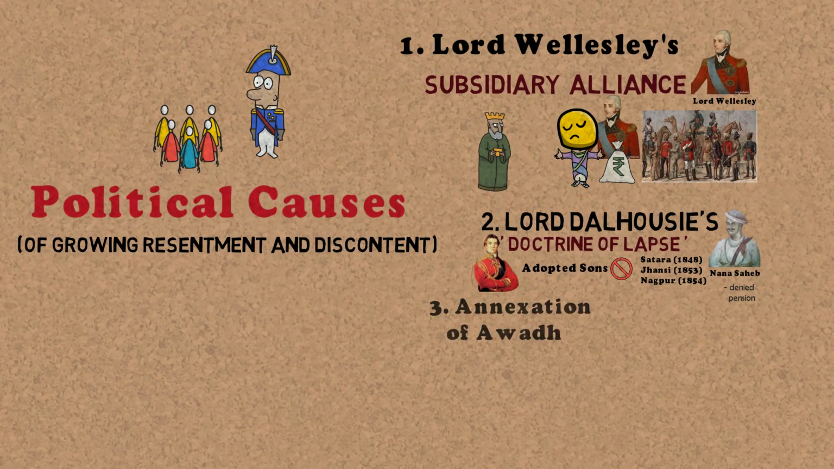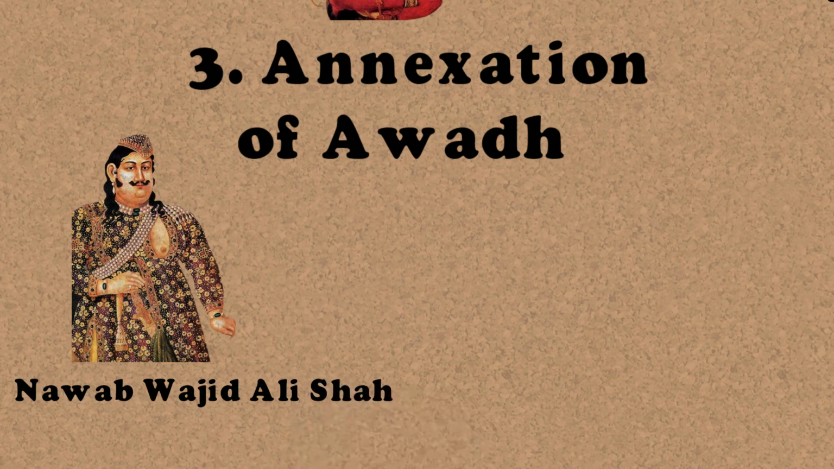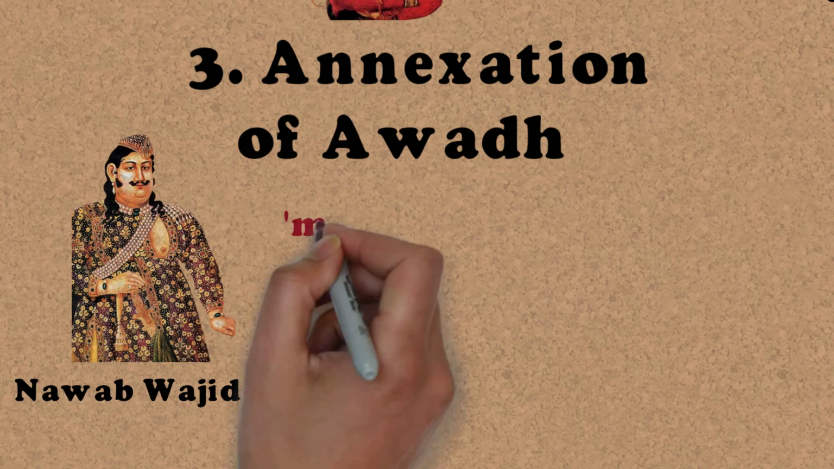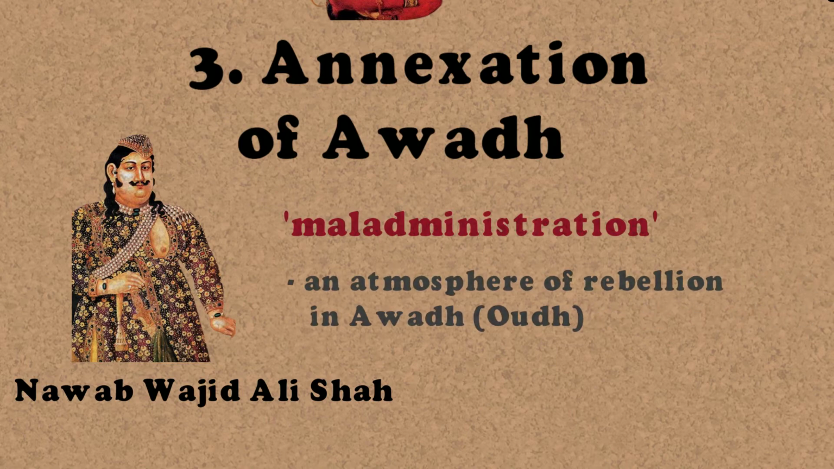The next cause was the annexation of Awadh. The ruler of Awadh, Nawab Wajid Ali Shah, was deposed on the pretext of maladministration. Many people lost employment. Zamindars lost their lands. People had to pay higher land taxes. This created an atmosphere of rebellion in Awadh.